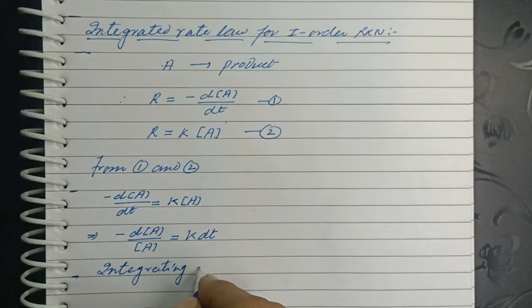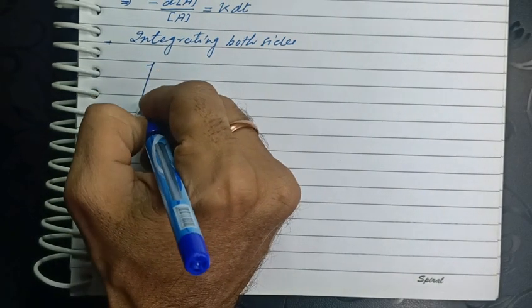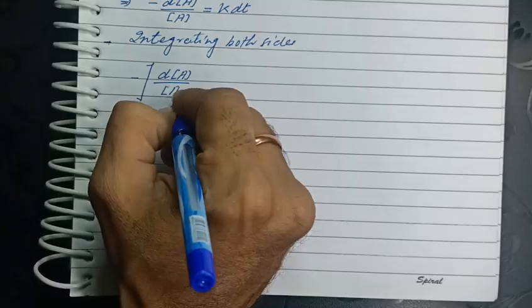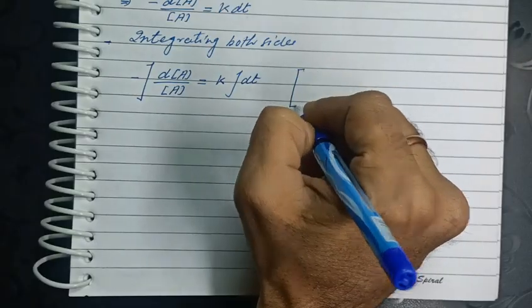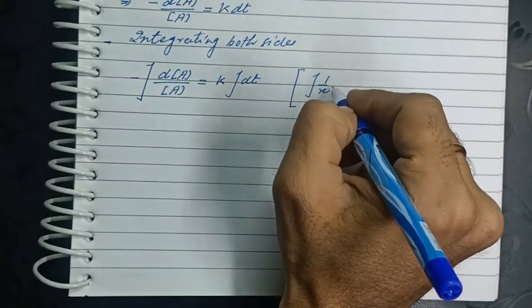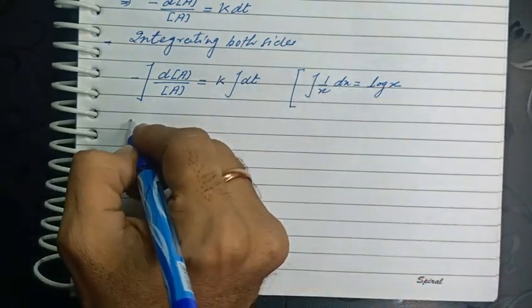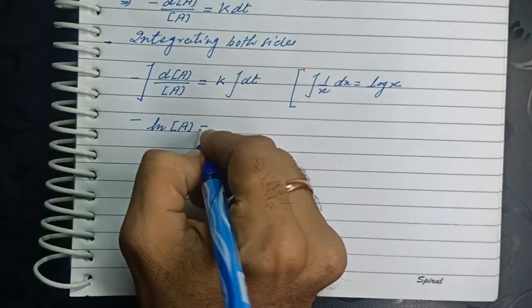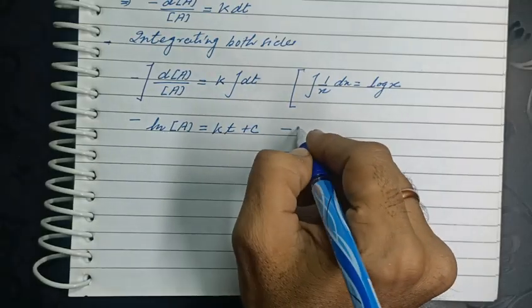Therefore, integrating both sides, integration minus dA upon A is equal to K integration dt. We know that integration of 1 by x dx is equal to log x. In chemistry, we take log natural. Minus log natural A is equal to K integration of dt, which is t plus some constant C, because it is an indefinite integral.